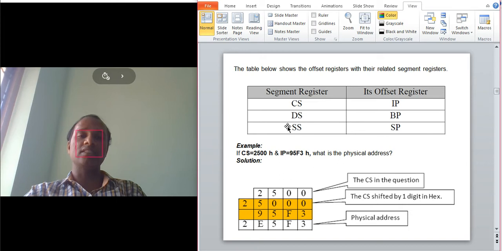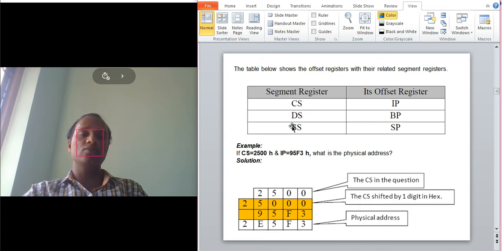And if you are going for the data segment memory, the register you are using for the data segment is the data segment register, and the offset register is BP. So in this case you can use either BP or SI, that is source index register. Here, if you are going for SS, that is stack segment memory, for that we are going to use the stack segment register, and the offset register as stack pointer register, right?